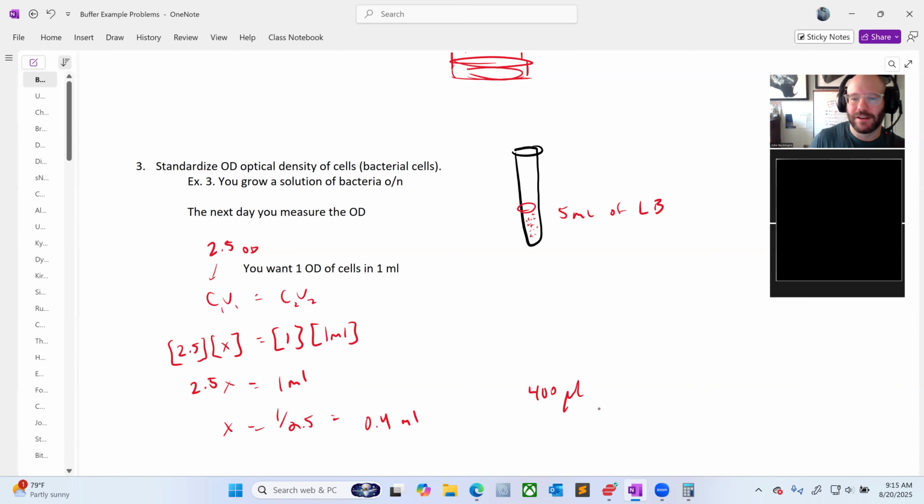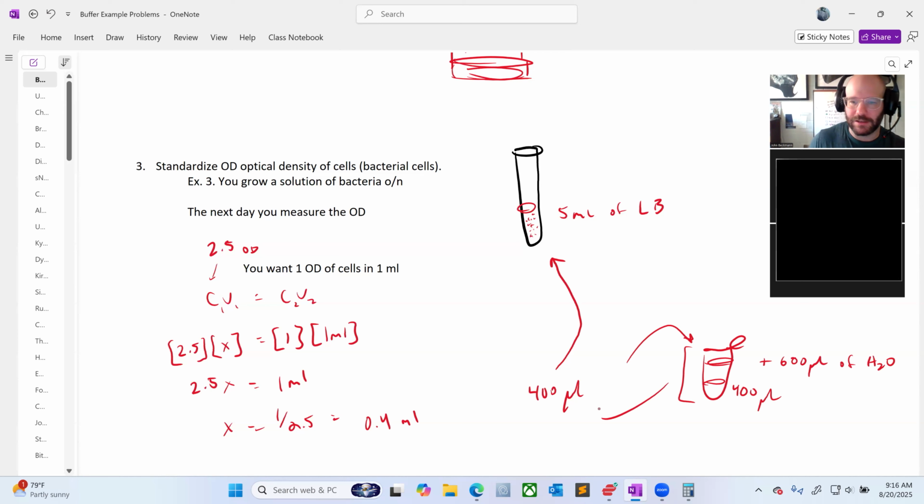So in this case, you would take 400 microliters of that. You would put it in an Eppendorf tube, 400 microliters, which is about to there. And then you would add 600 microliters of water to generate the 1 OD culture of 1 mil volume. Does that make sense?